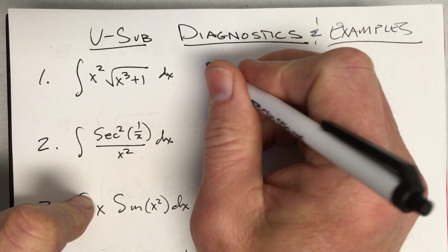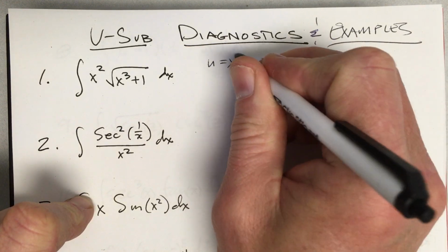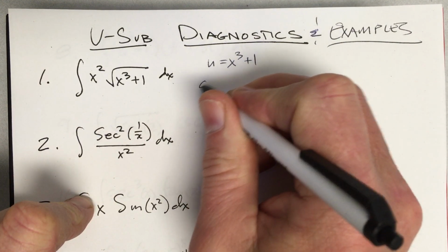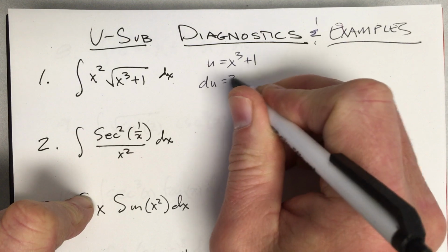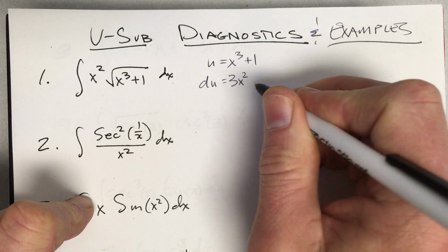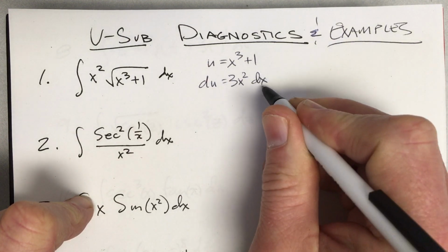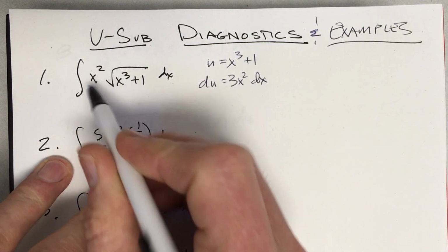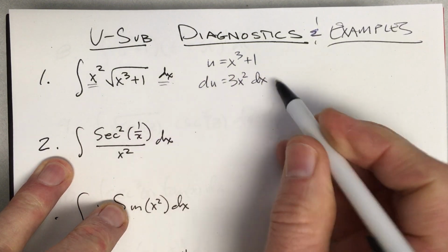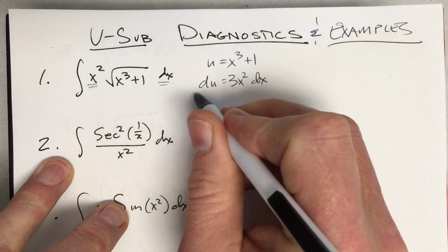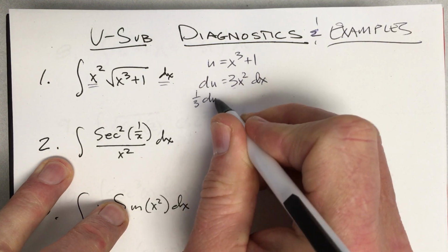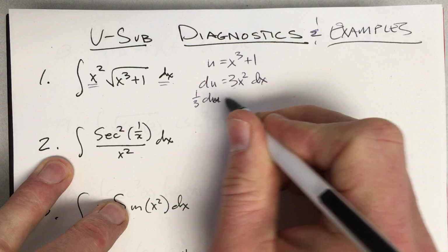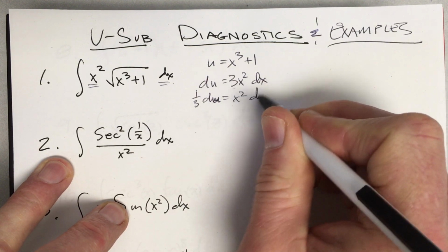So for example, if I let u be equal to x to the third plus 1, then when I take the derivative of that, I will get 3x squared, that goes to 0, and then dx. Don't forget the dx part. And I've got x squared dx, so I need to get rid of that 3, so if I just multiply each side by 1/3, 1/3 of du is equal to x squared dx.